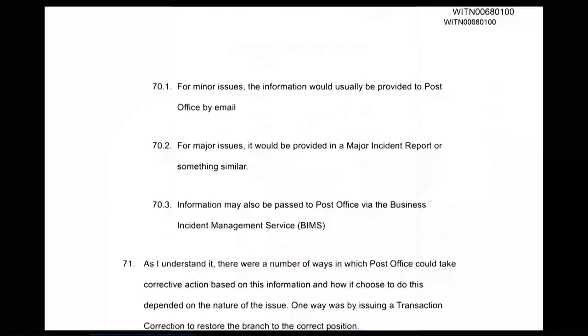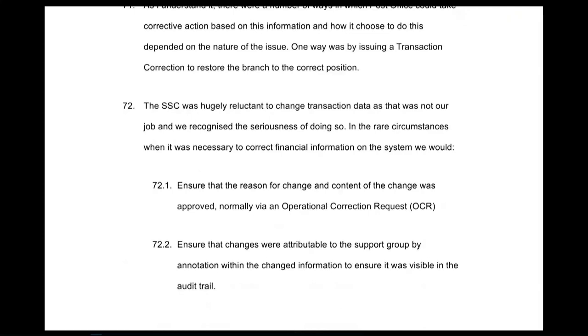Can we go to your witness statement, please, at paragraph 72, which is on page 23. If we just scroll down, thank you. You say the SSC was hugely reluctant to change transaction data, as that was not our job, and we recognise the seriousness of doing so. Why were you being required to change transaction data when it wasn't your job?